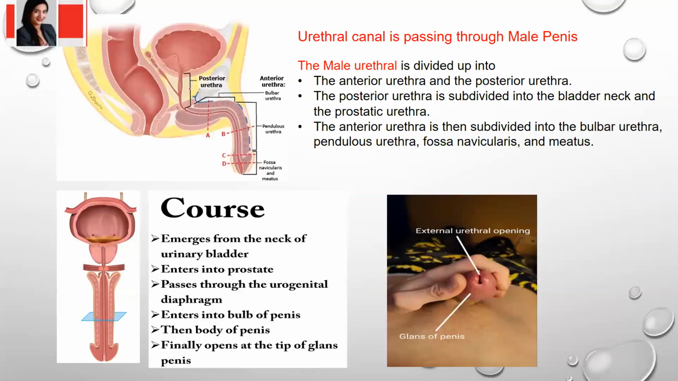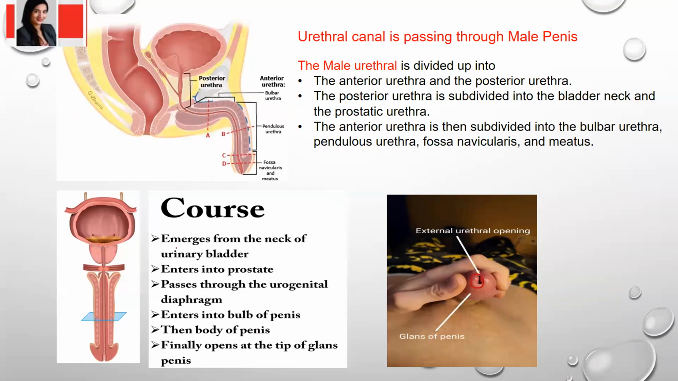So this is the prostatic urethra, and then the bulbar urethra when it is crossing through the bulbocavernosus muscle. Then we have the pendulous urethra when it is crossing through the whole body of the penile structure. And then we have the fossa navicularis and the meatus externally outside. This is the external urethral meatus, which we can see externally.